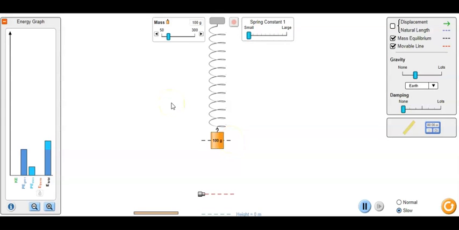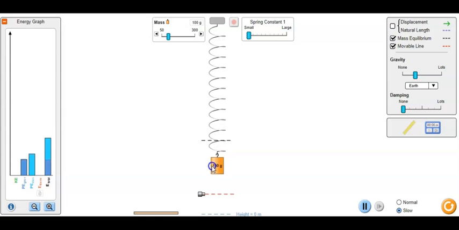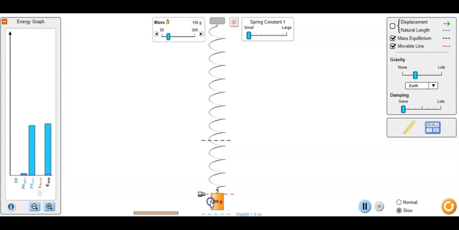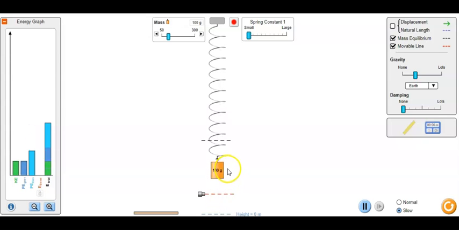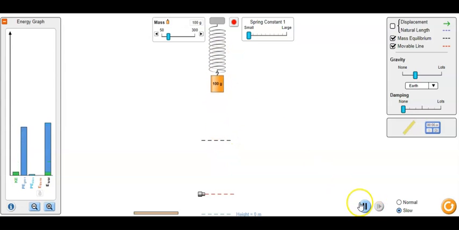I will now run the simulation again, but this time I will draw your attention to the energy graph. Here you will see the changes in potential and kinetic energy. When I withdraw this mass and pull it down to a certain fixed elongation distance, you can see that the potential energy has risen to a maximum value. When I release the mass, the spring will recoil and this mass will begin to accelerate towards the equilibrium position. It will gain speed and therefore gain kinetic energy.